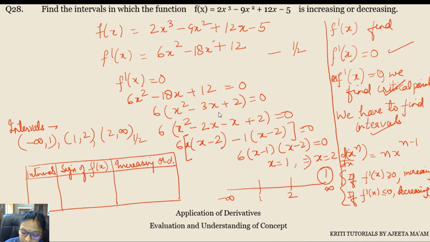This table says everything in itself, but before the table you have to follow all these steps to get full 3 marks. Now we have 3 intervals here: minus infinity to 1, 1 to 2, and 2 to infinity. Now we will check the sign of f dash x. For checking the sign of f dash x, the easiest way is just to see this factorized form.